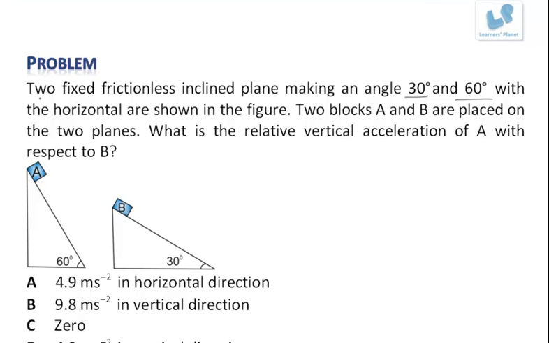Now the next problem is: two fixed frictionless inclined planes making angles of 30 degrees and 60 degrees with the horizontal are shown in the figure. Two blocks A and B are placed on the two planes. What is the relative vertical acceleration of A with respect to B?